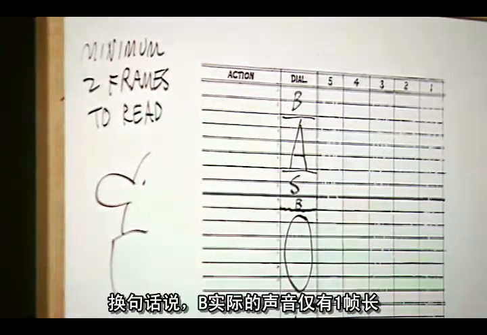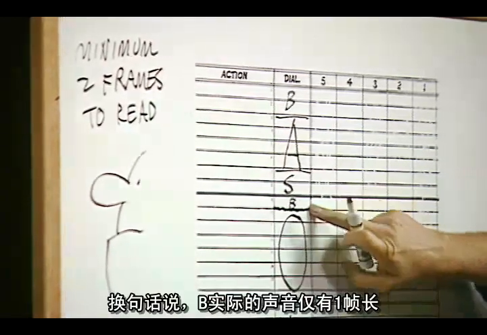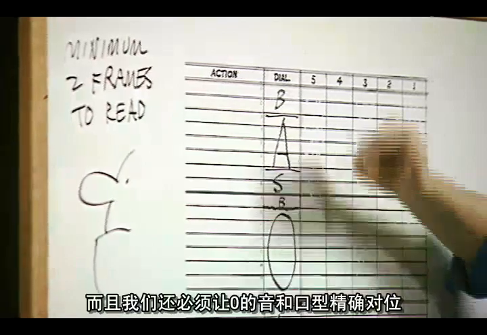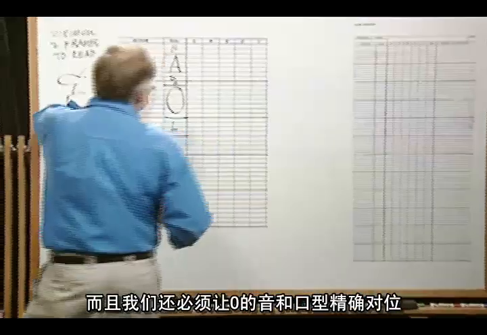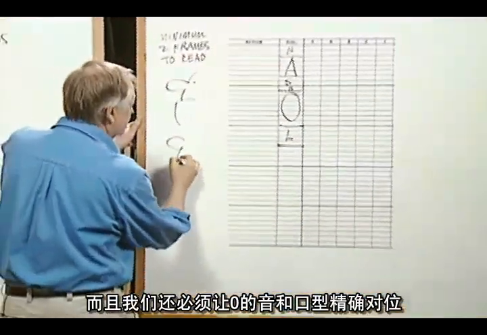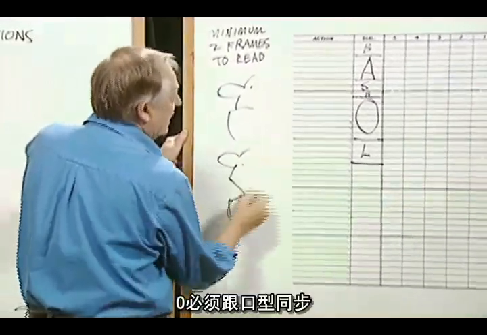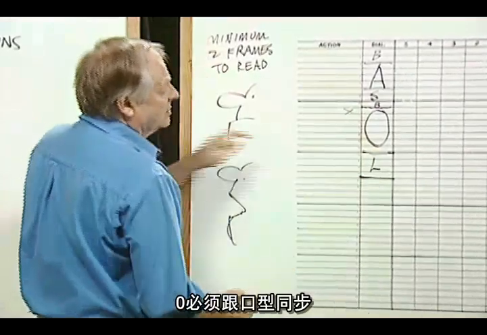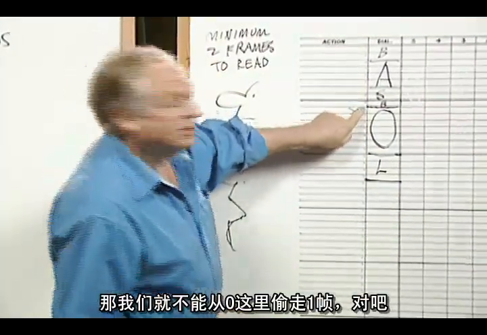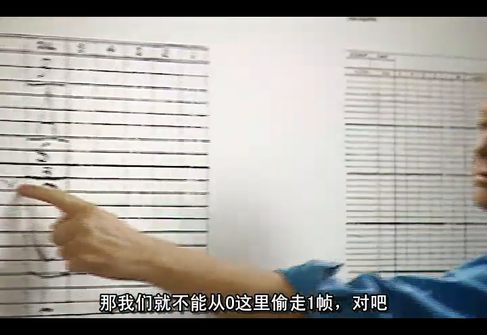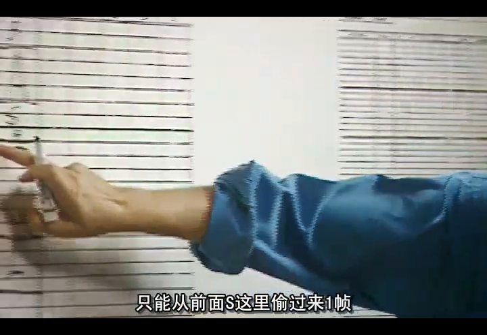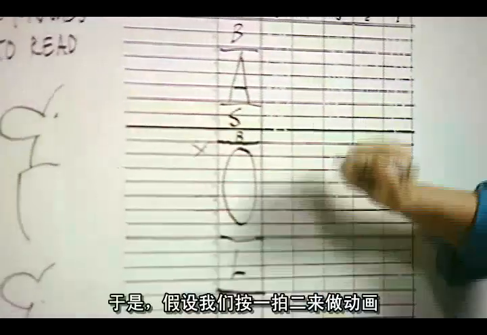Now, in other words, the sound is B for 1 frame. We must hit the O right on the nose, right? We'll come to this sync thing. We must hit that O right on the modulation. So we can't steal the frame from there. We've got to steal the frame from the S.